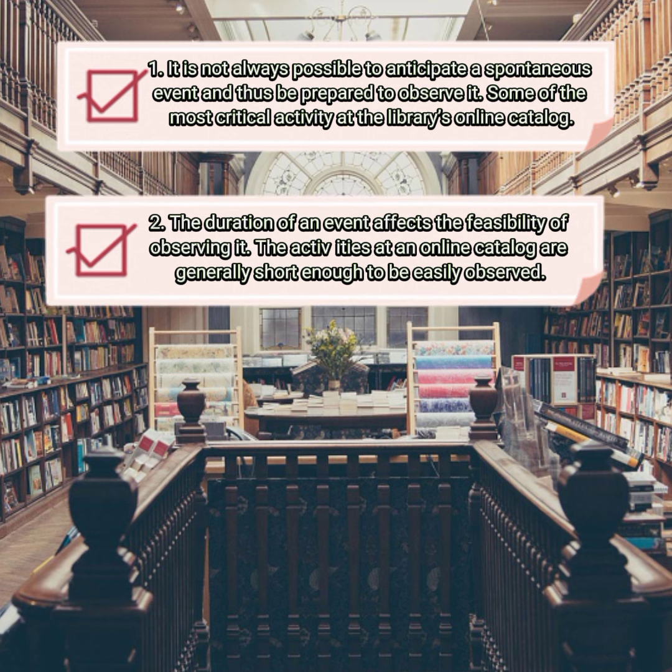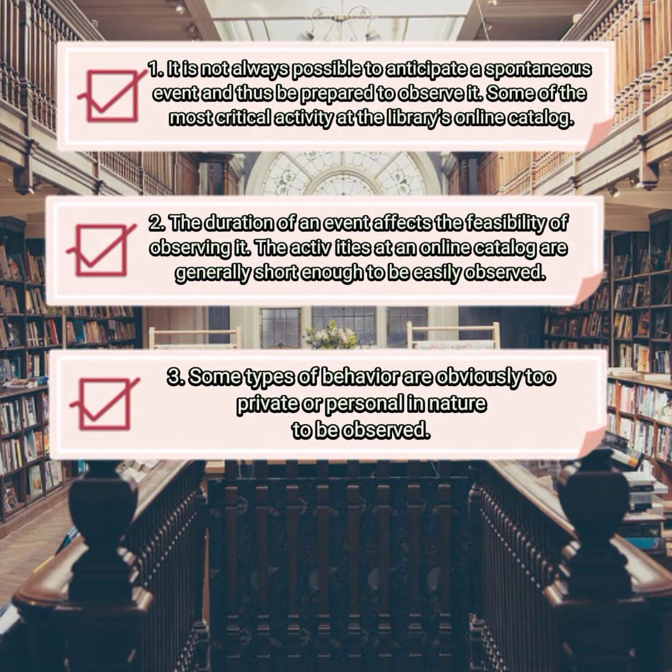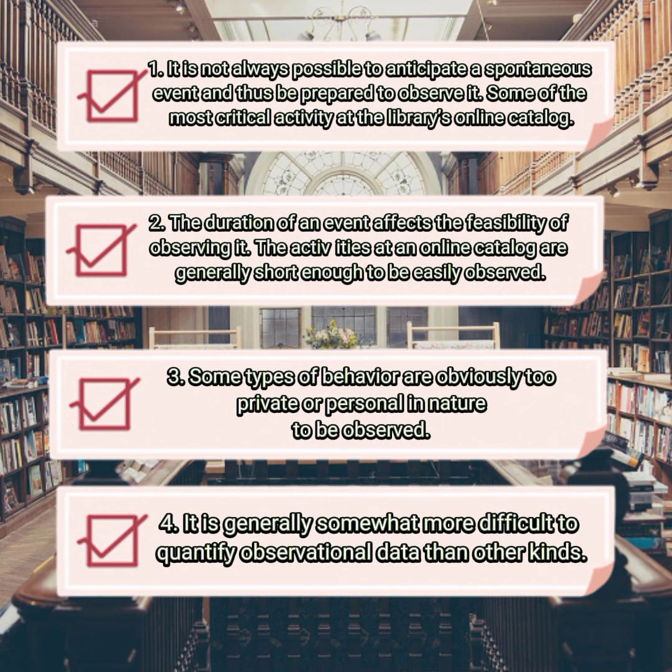2. The duration of an event affects the feasibility of observing it. The activities at an online catalog are generally short enough to be easily observed. 3. Some types of behavior are obviously too private or personal in nature to be observed. 4. It is generally somewhat more difficult to quantify observational data than other kinds.